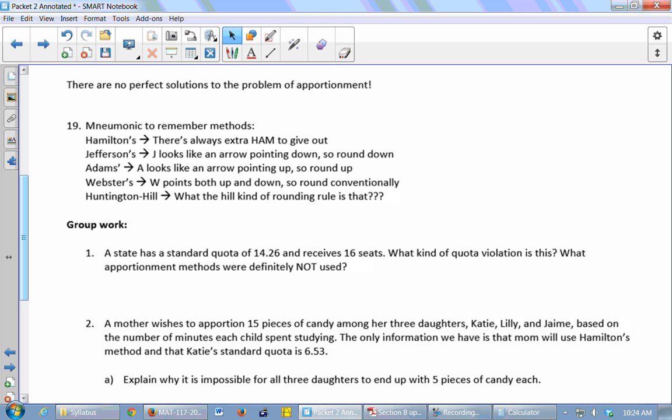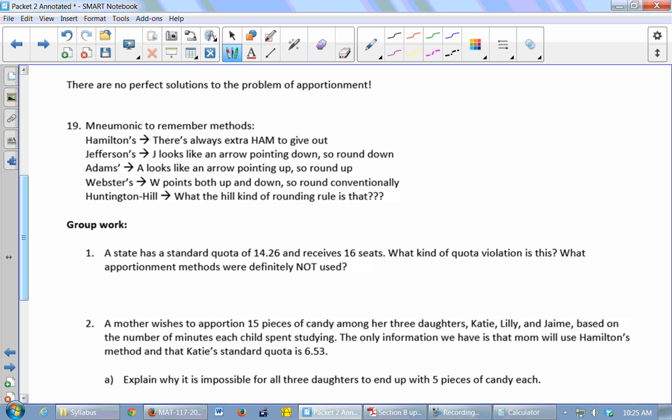The J looks like an arrow pointing down, so you round everything down, and the standard divisor will go down. The divisor will be less than the standard divisor. Adams' method, the A looks like an arrow pointing up, so you round up, and the divisor will be bigger than the standard divisor. Webster's method, that W points both up and down, so that indicates round conventionally, sometimes up, sometimes down. And you can't tell which way the standard divisor is going to move, right? You just have to use the rule.